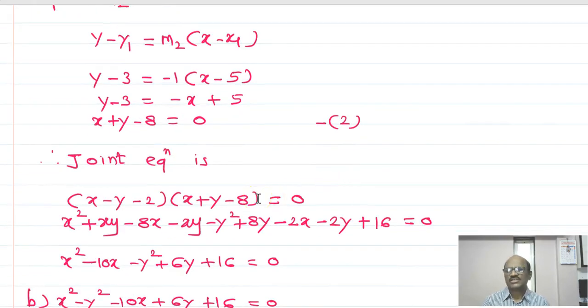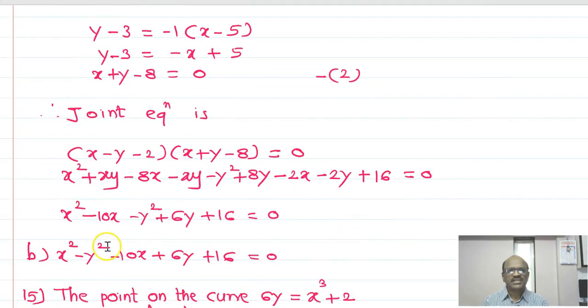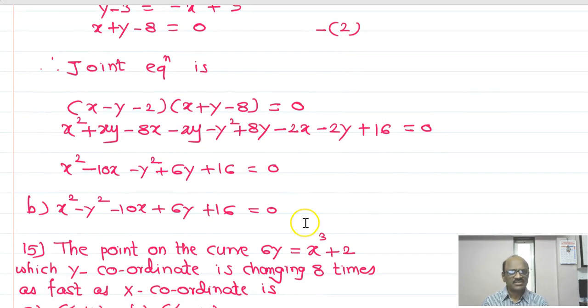Now form the joint equation from these two equations, that is x minus y minus 2 in the first bracket, and second bracket x plus y minus 8, equal to 0, and after simplification you will get x square minus 10x minus y square plus 6y plus 16 is equal to 0, and hence the B option is correct.